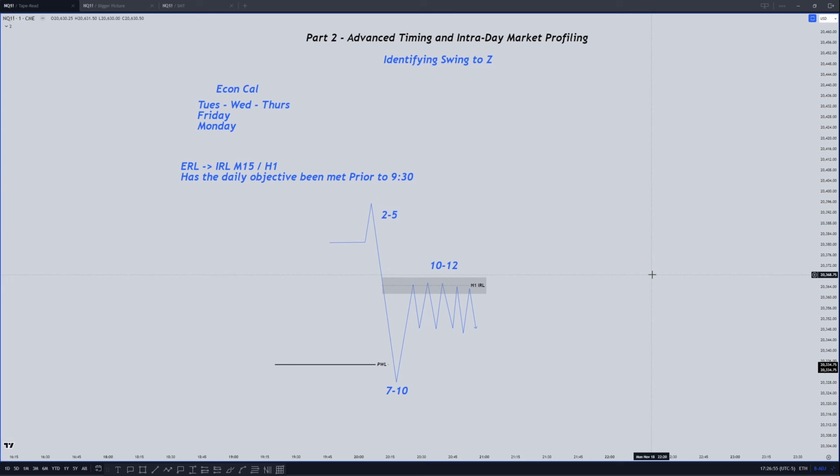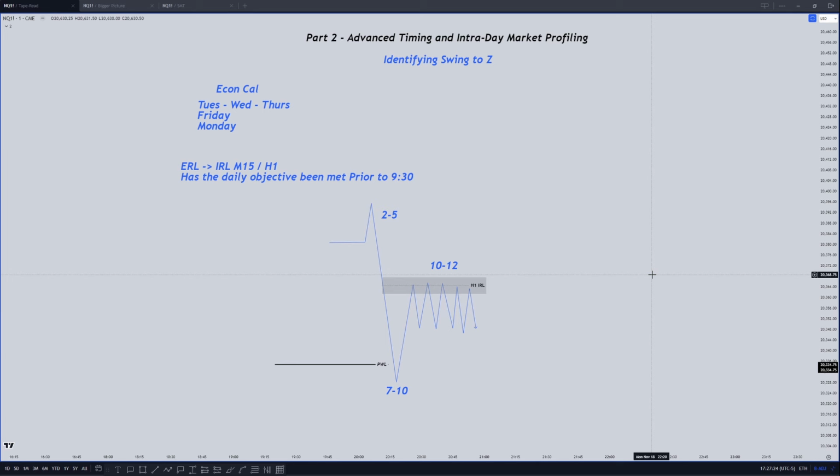So days before 8:30, days before CPI, days where, like on Fridays, for example, if Thursday has already met the weekly objective, well, then Friday is likely to be a swing to Z day. So it's really, you have to use the data that you've been given from the weekly profile. You have to use the daily schematic, whatever's been showing so far, and pair that with what is New York session likely to do. Is it likely to expand based on the higher time frame and the lower time frame? If not, then we'll see something like a swing to Z.